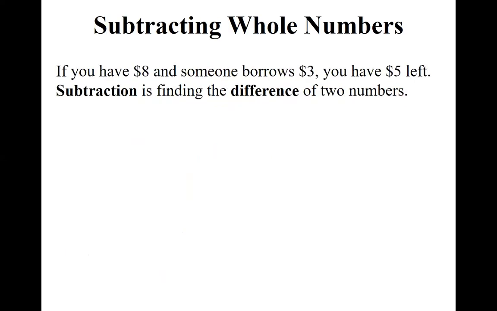Subtraction, instead of a sum, we'd be finding a difference. The word for the result of a subtraction problem is difference. And the order matters when finding a difference. For instance, if you have $8 and someone borrows $3, you have $5 left. On the other hand, if you had $3 and someone borrowed $8, you'd be in the hole $5. You'd have negative 5. But we're not talking about the idea of negative numbers yet.